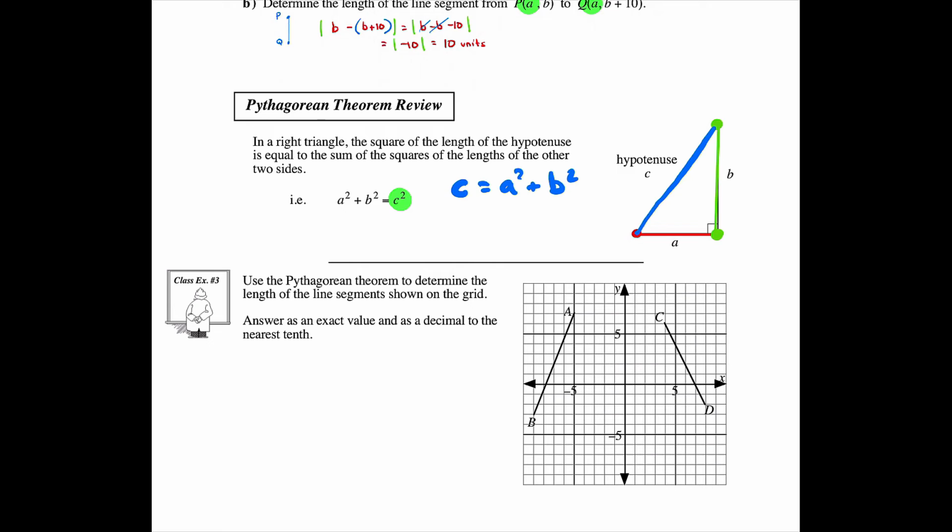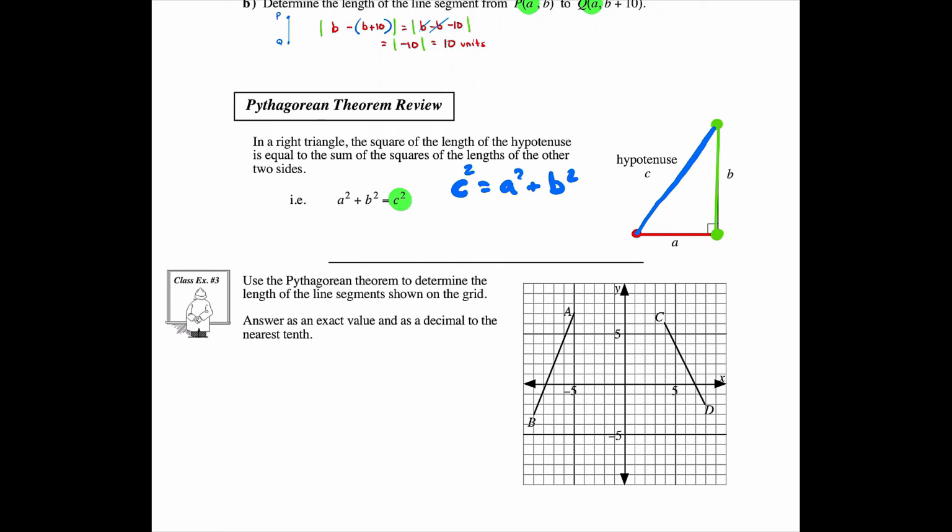So if I want to figure out the length of that line, I now need to figure out the length of A, and the length of B, and once I have that, I can determine the length of C. This has a squared right there. Okay, so let's take a look at example 3, and that's what we have.